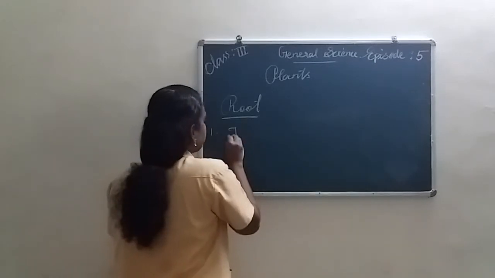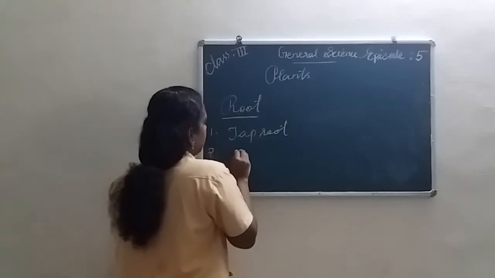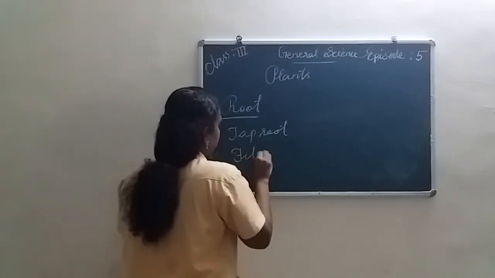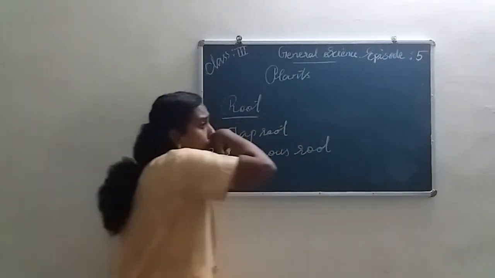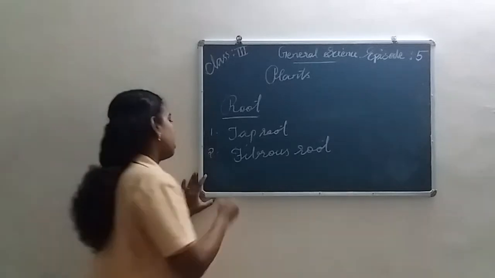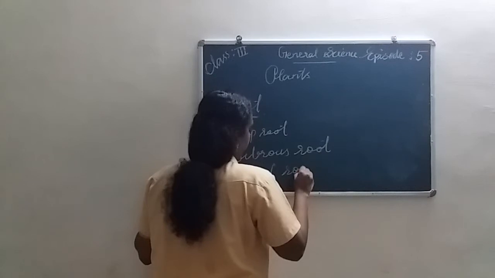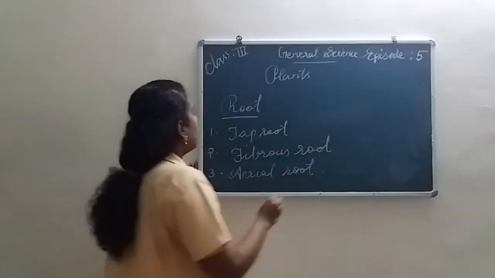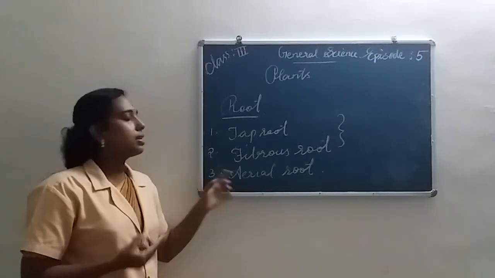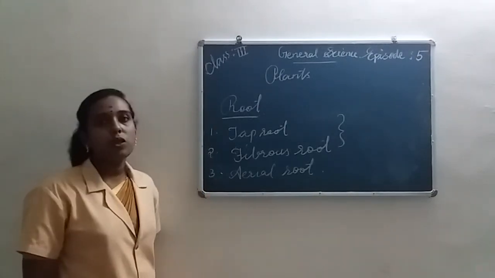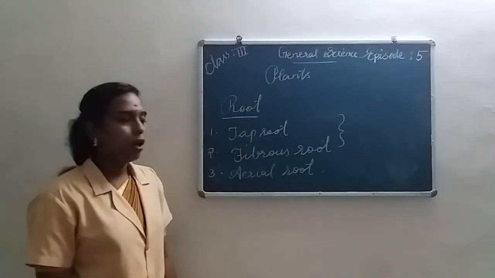Fibrous root. The first one is taproot and the second one is fibrous root. And there is another category, that is aerial root. The two important types of roots are taproot and fibrous root, and the third category is aerial root. These are the three types of roots: taproot, fibrous root and aerial root.